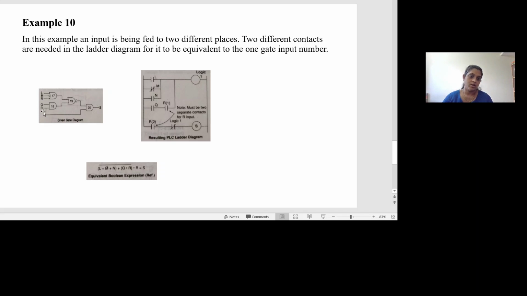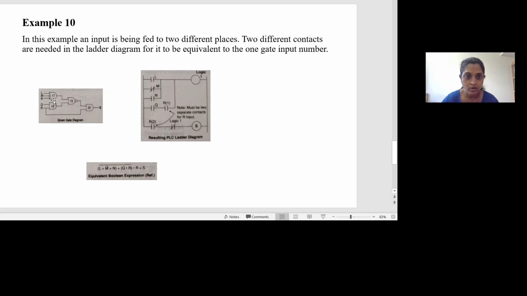You see here, R is the input, and this R input is applied at two different places in the logic gate diagram. So R appears as input for two different gates. In that case, whenever I'm writing a ladder diagram for this input, in two places, I need to show the contact as R. R contact is shown in two places. So here, let's see here.